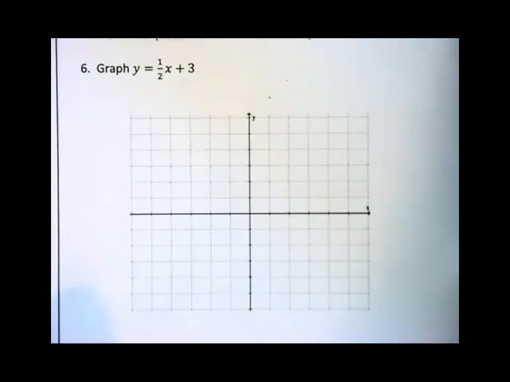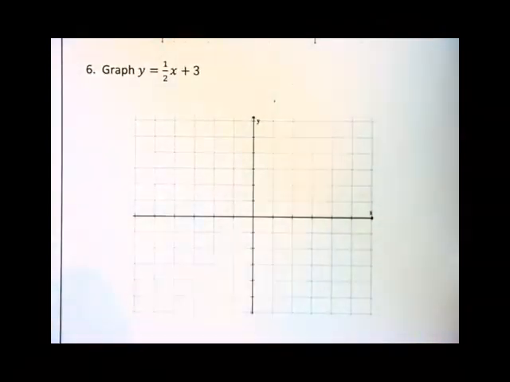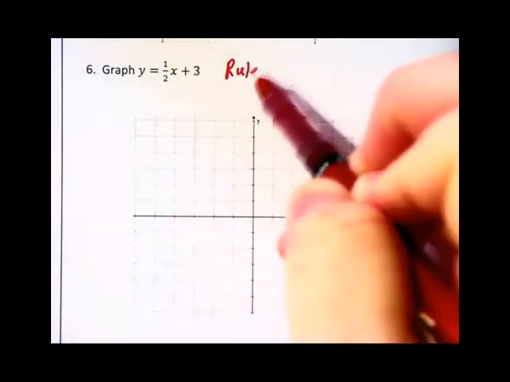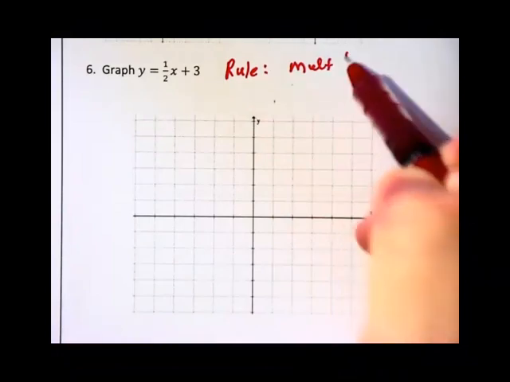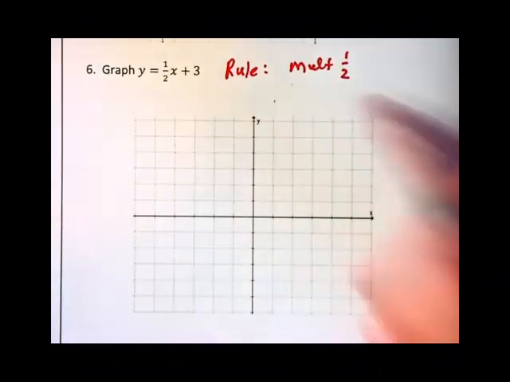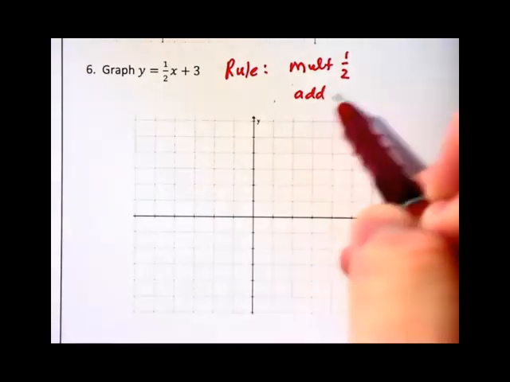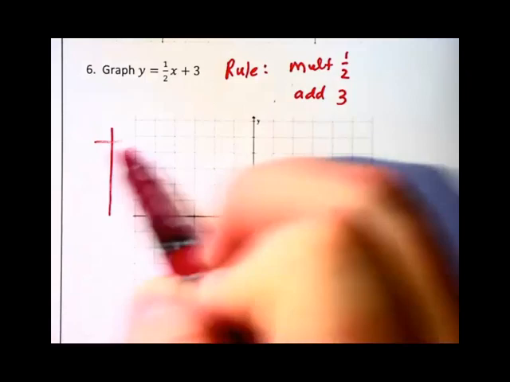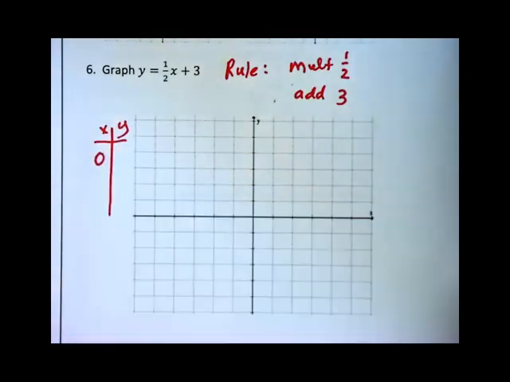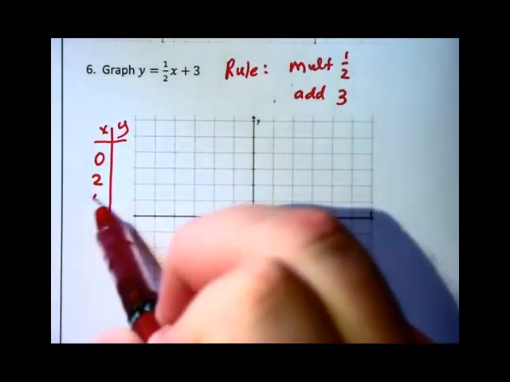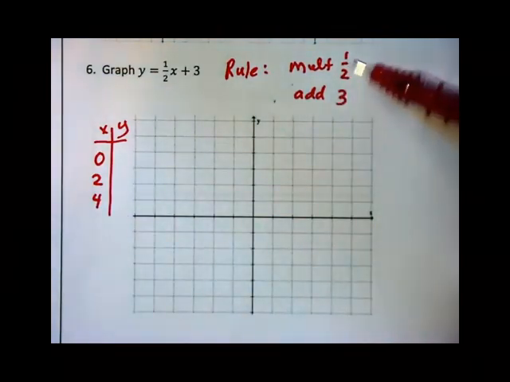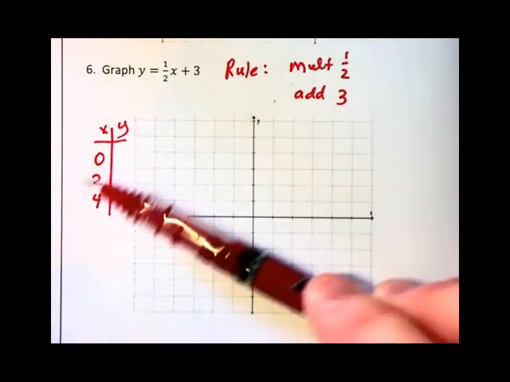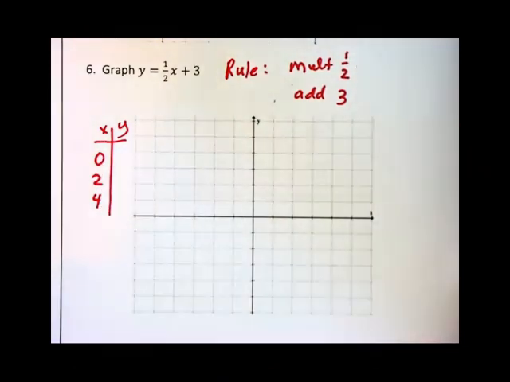Graphing this number 6. I look at this and I see y equals. So what I want to do is I want to say, aha, my rule is going to be multiply by 1/2, and then after I've done that I want to add 3. Now when I go to create my XY chart here, instead of going 0, 1, 2, I want to go 0, 2, 4, because when I multiply by 1/2, then I'll still have whole numbers instead of creating fractions. It's easier to take even numbers and multiply them by 1/2.